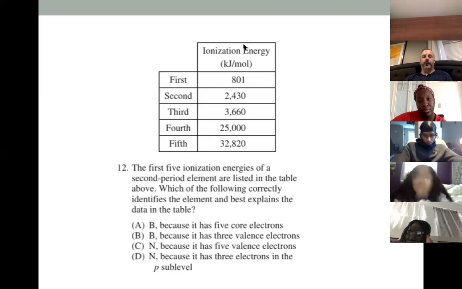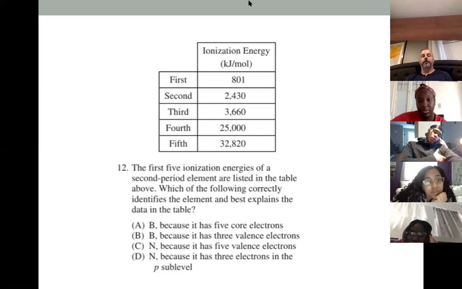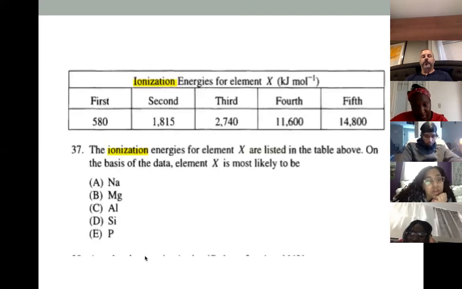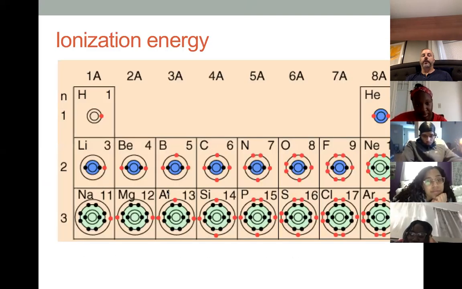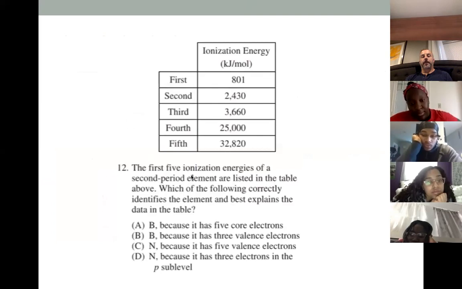Again, where do we see the jump in this problem? Between the third and fourth. How many valence electrons would this element have? Also 3. So our options are either boron or nitrogen. So let's go back to the periodic table and rule one of those out. Who has 3 valence electrons? Boron. Definitely boron, right? So we just ruled out half our answers. So we know that it's going to be boron.